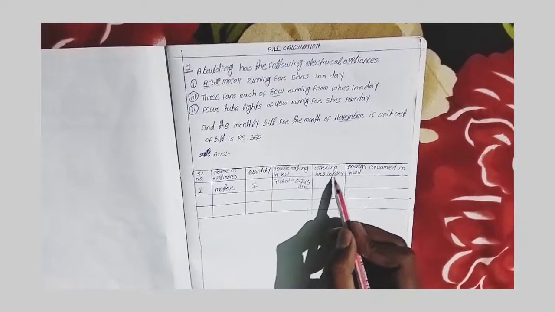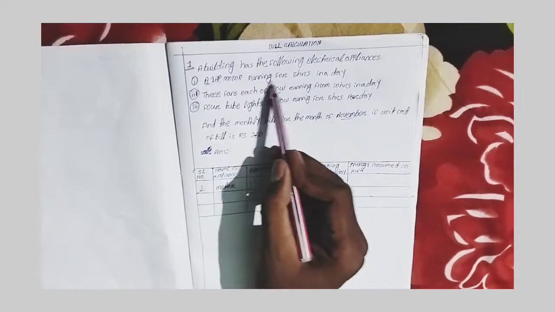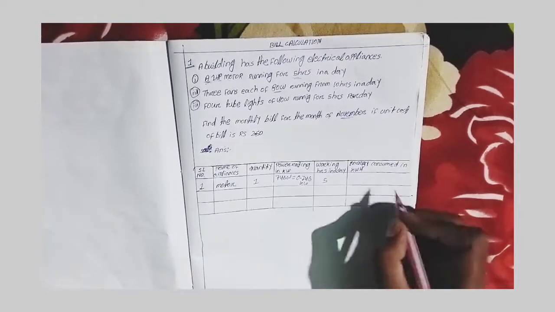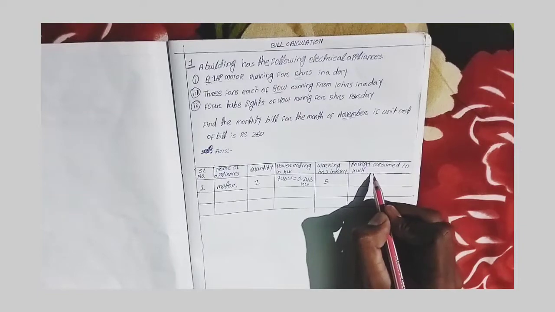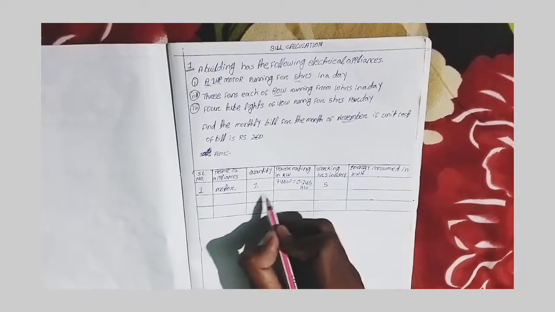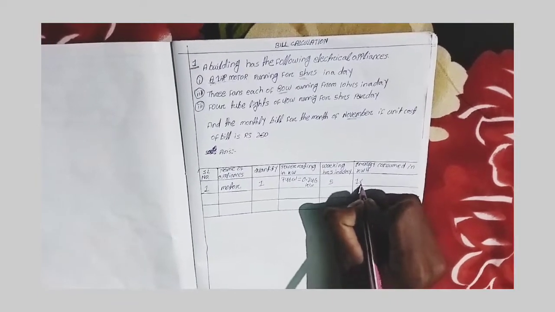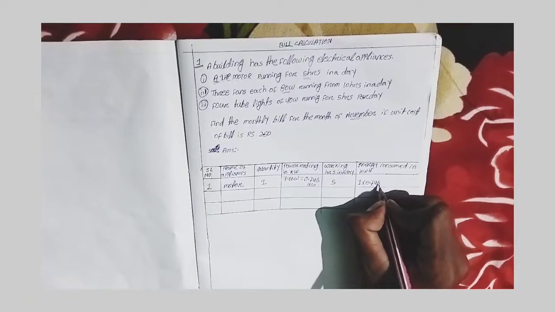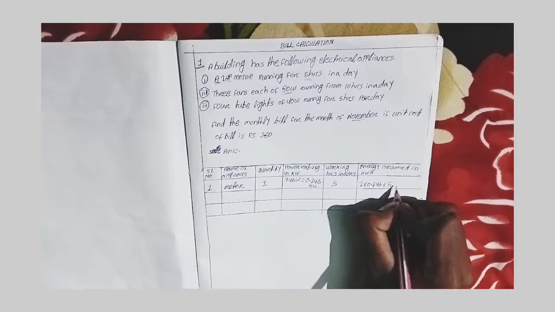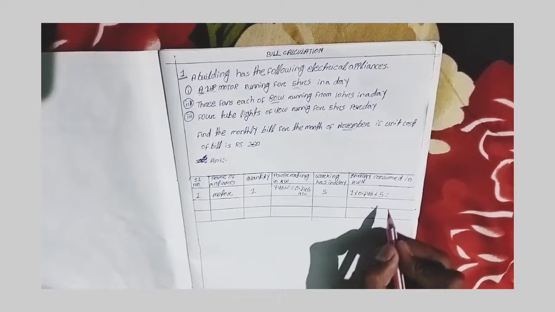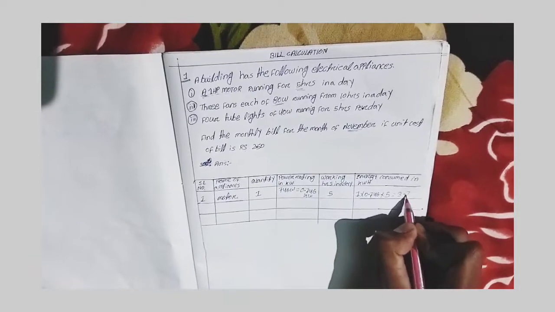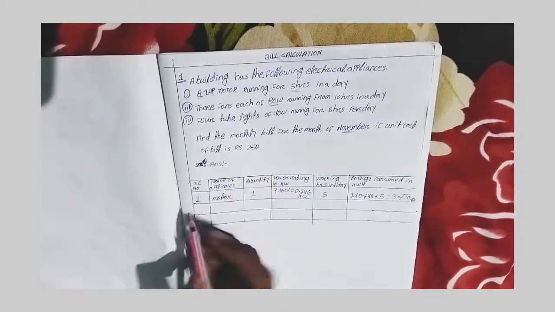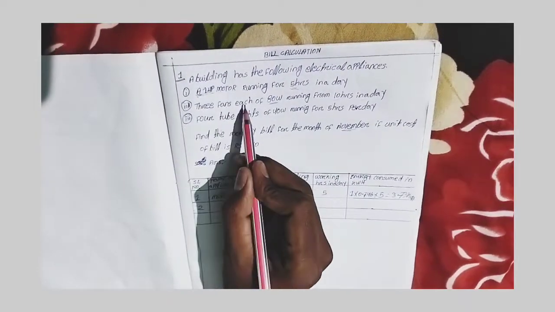Then working hours in a day, a 1 HP motor running for 5 hours in a day. So 5 hours. Energy consumed in kilowatt hours. So 1 equipment, so 1 into 0.746 kilowatt into 5 hours is equals to 3.73 kilowatt hour.